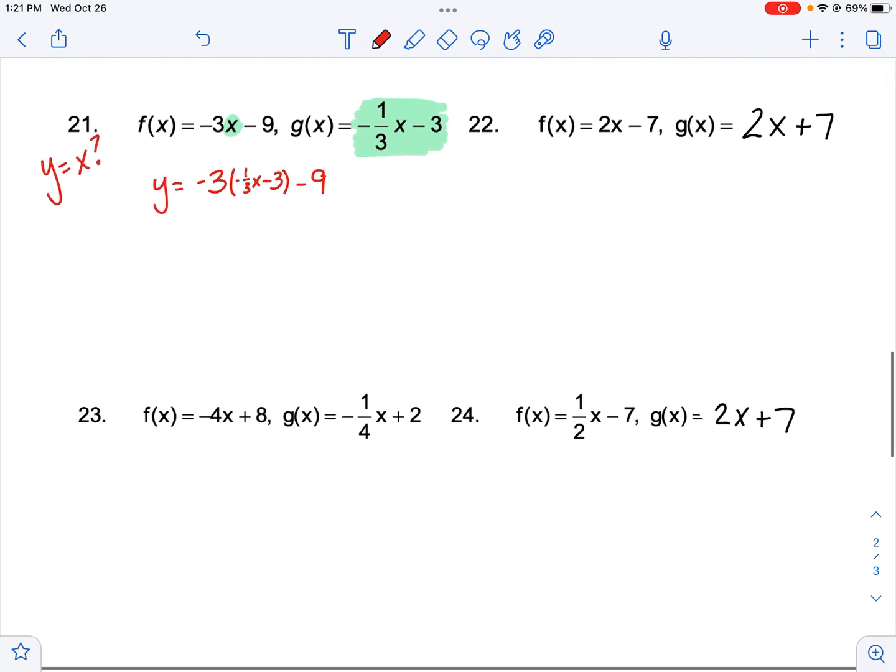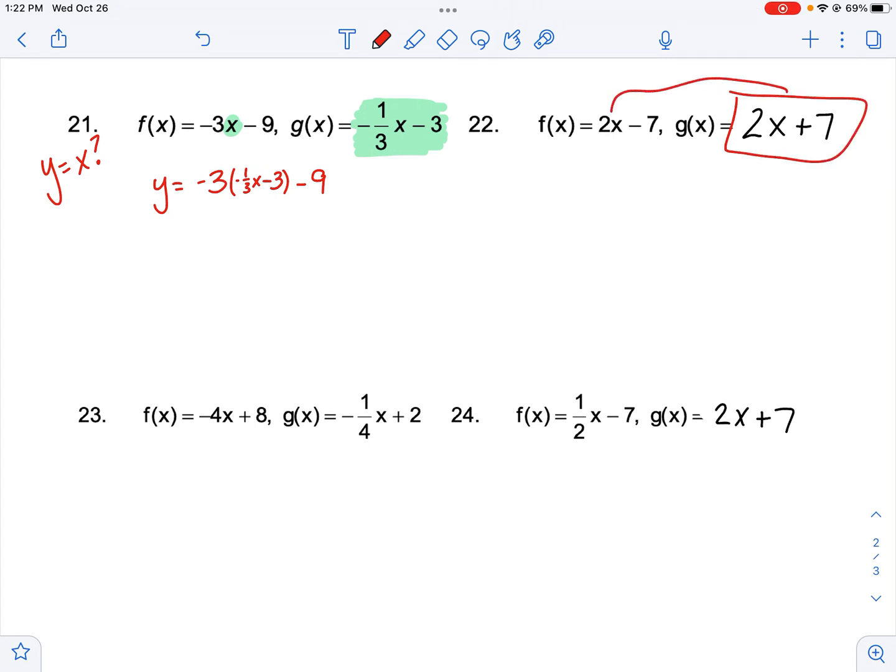If I look at another example of 2x minus 7 and 2x plus 7, I'm going to substitute in that second expression where I see an x. So I would write y equals 2x minus 7, but instead of an x, I'm going to substitute in, let me do that in a different color, the 2x minus 7 that is the other function.